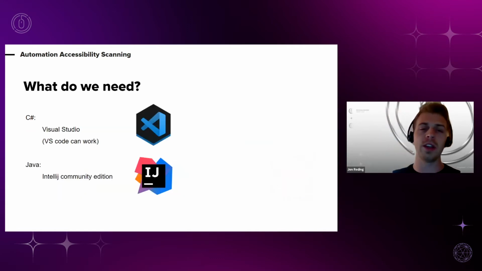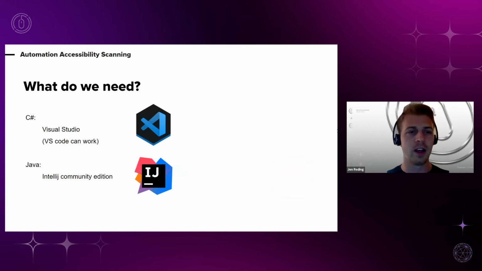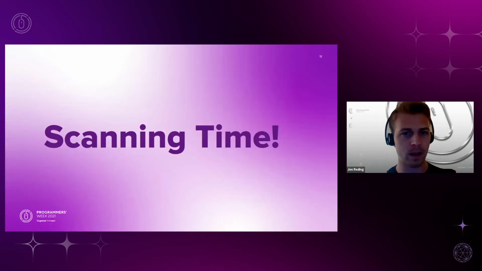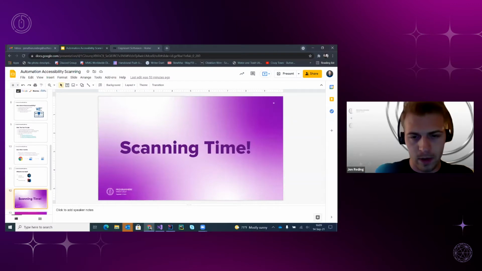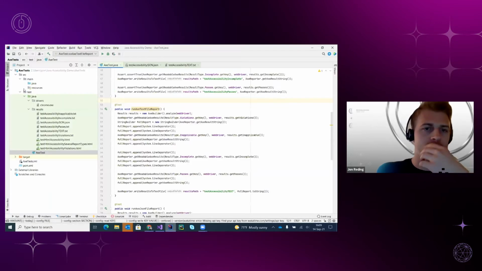So what you need for both of these is Visual Studio for C# or Visual Studio Code. Today I'm going to be using Visual Studio to give an example of the C# code. And for Java, you just need the community edition of IntelliJ, which I will be using today. So let's do a little bit of scanning. So I shall start with the Java part.